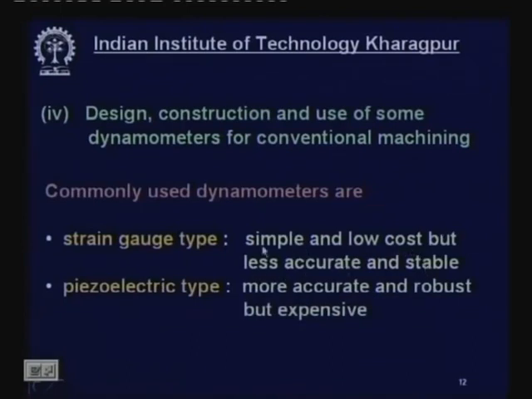From time to time it has to be calibrated and rechecked for consistency, the soldering and connection, or the strain gauge condition, resistance, etc. Whereas the piezoelectric type is much more accurate, robust, consistent and reliable. But the problem is that it is expensive. As I told you, a 3D strain gauge type turning dynamometer costs around 60,000 rupees or 1 lakh, while a piezoelectric type 3D turning dynamometer costs around 15 lakhs.